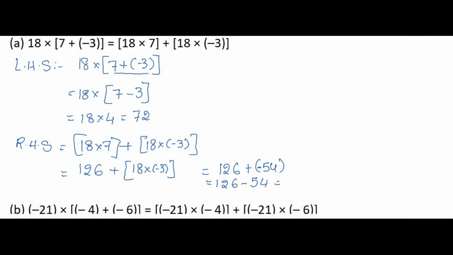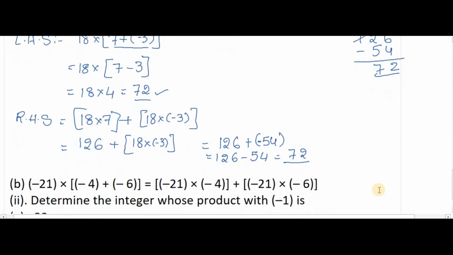Now we will find out here. 6 minus 4 is 2. 2 minus 5 will not go, so take borrow. 12 minus 5 is 7. So we got the answer 72. RHS is 72, LHS is also 72. So LHS and RHS are the same here, right? Now we'll move on to the next question.